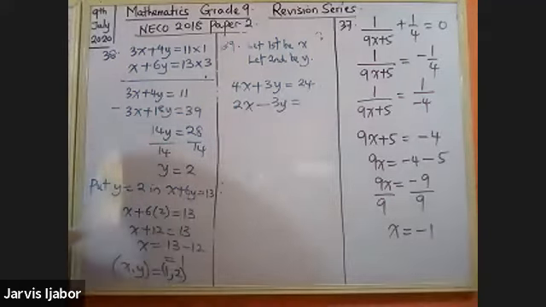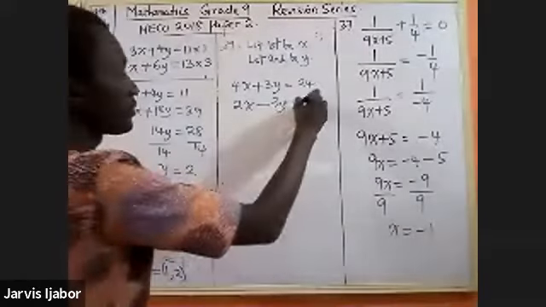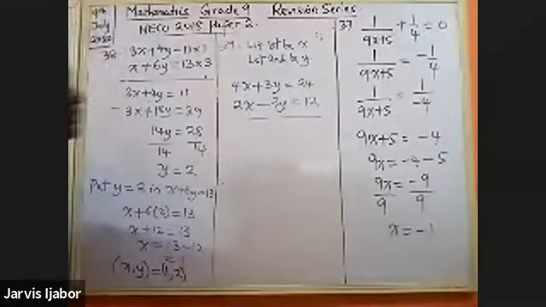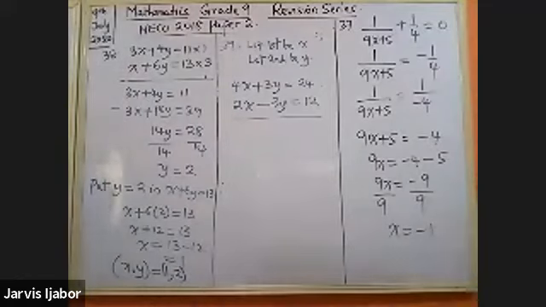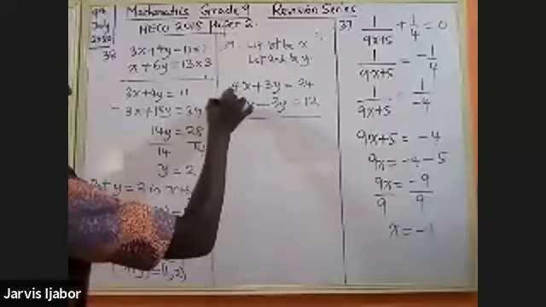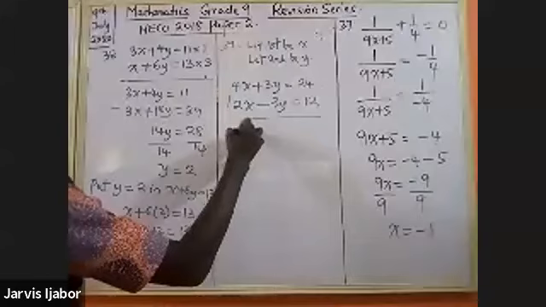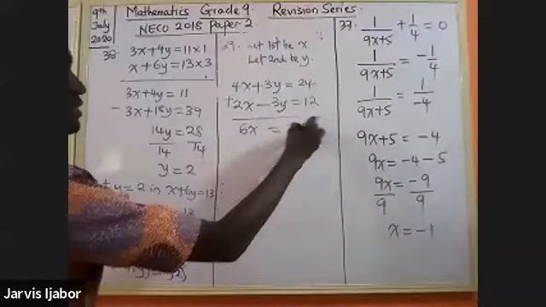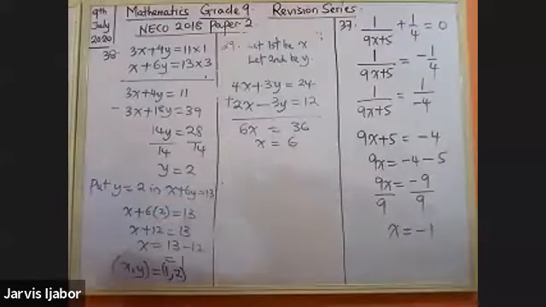2 times the first and 3 times the second is what? 12. Find the two numbers. From here, this one is easy. I can easily eliminate this. I will eliminate by addition. So this will be what? 6x equal to what? 36. X will be equal to 6.